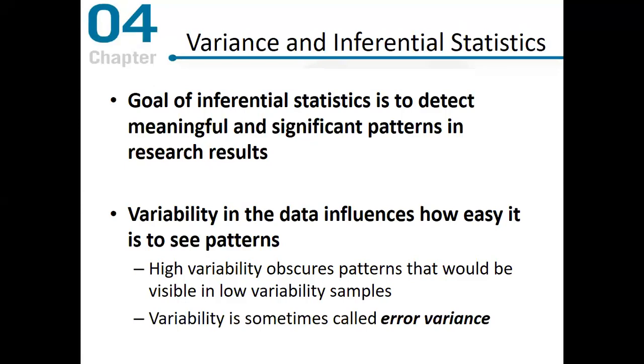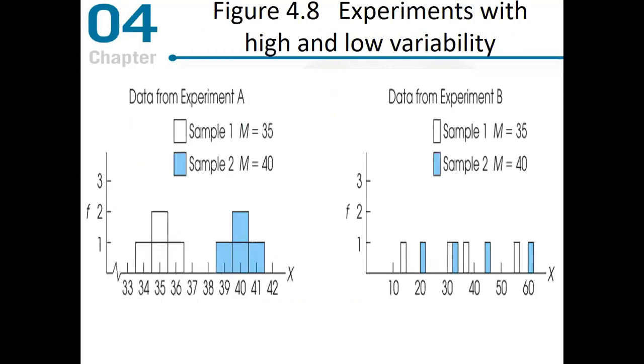To summarize this, you should know that high variability is going to obscure patterns, making it more difficult for you to identify trends and form conclusions. Sometimes we even call variability error variance. It's noise, and if there's too much of it, it can have a negative impact on our ability to get significant statistical outcomes. Here's an example just showing this point.